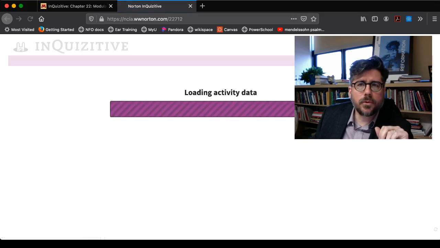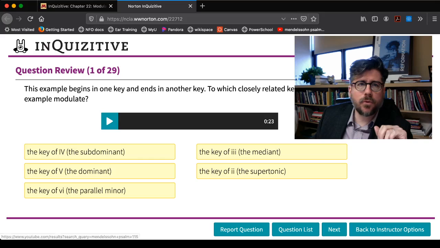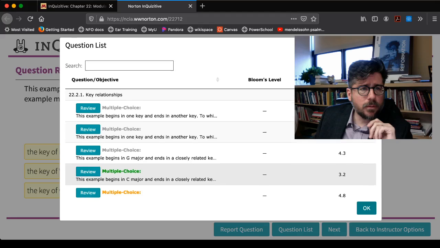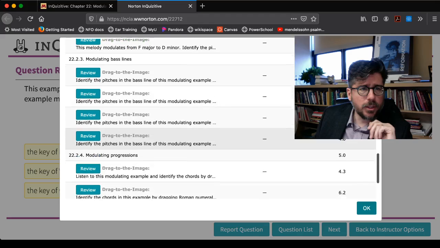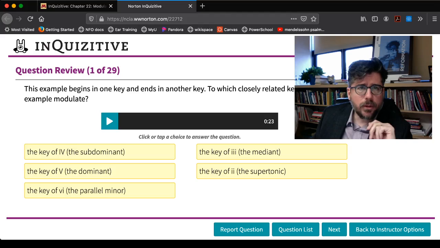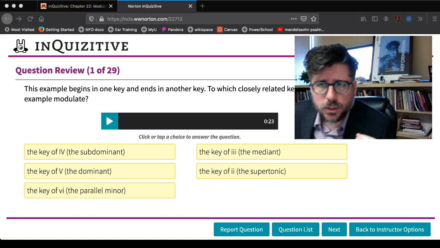All right, so I've logged in and I'm going to go into review mode so we can look at the kinds of questions that we have here. First of all, as I'm looking, we have questions about key relationships, questions about modulating melodies, modulating bass lines, and modulating progressions. I don't think these will be too hard, but let's see if some strategies will help you out. I'll show you something about one of each of these questions.